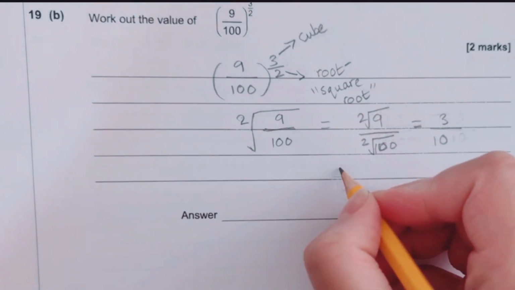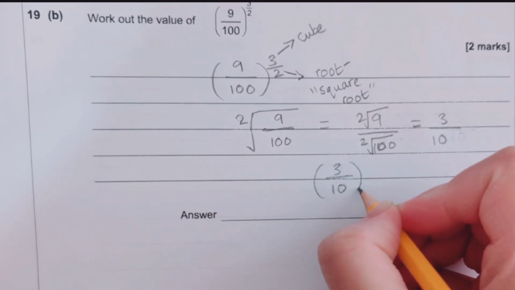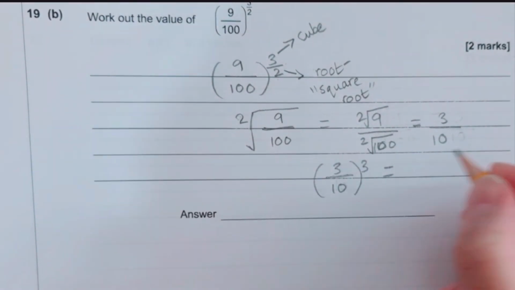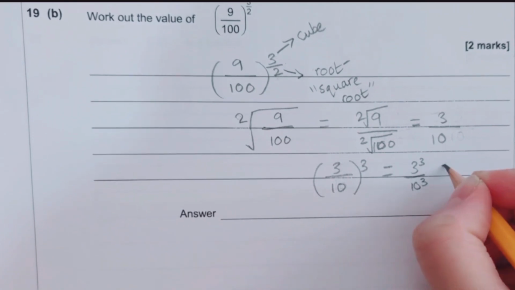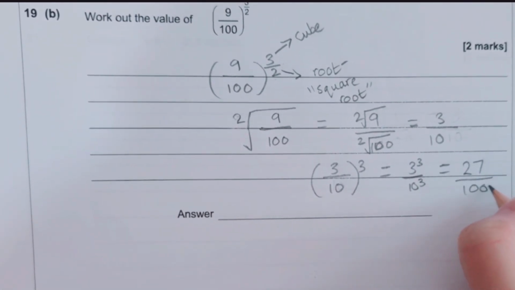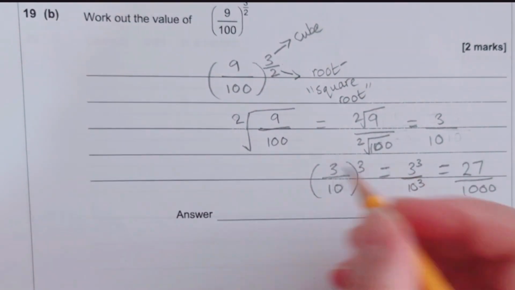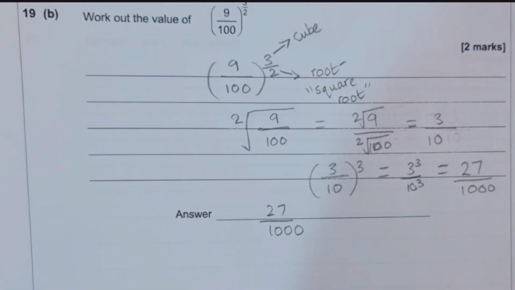So my answer is 3/10, which I now need to be cubing. So my whole answer, I'm going to cube that. That means cube the numerator and cube the denominator, which gives us 3 cubed is 27 and 10 cubed is 1,000, just 10 times by itself 3 times. Okay, so that is that question done.